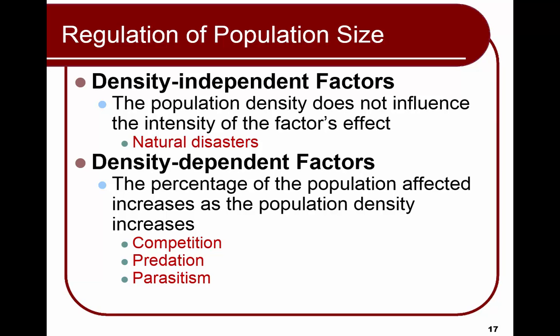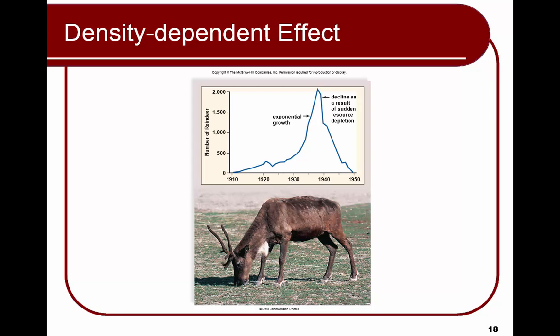Predation, where the predators eat the prey, has a bigger effect if you've got a big population of predators. Parasitism will weaken the host so they don't produce as many offspring. So those are density dependent factors. They are biotic factors. Density independent factors are abiotic.